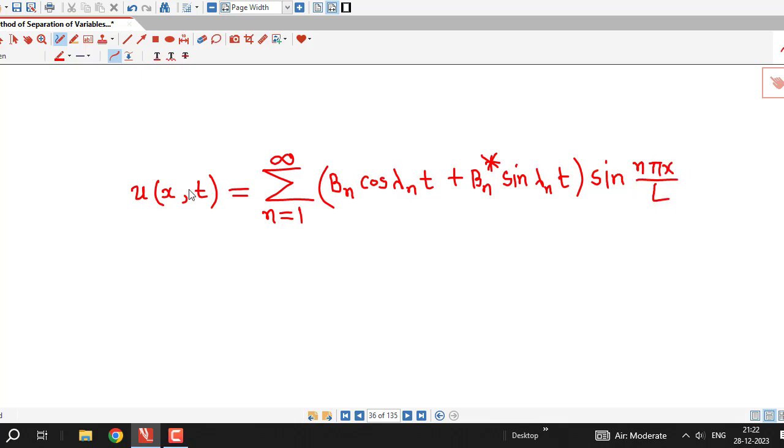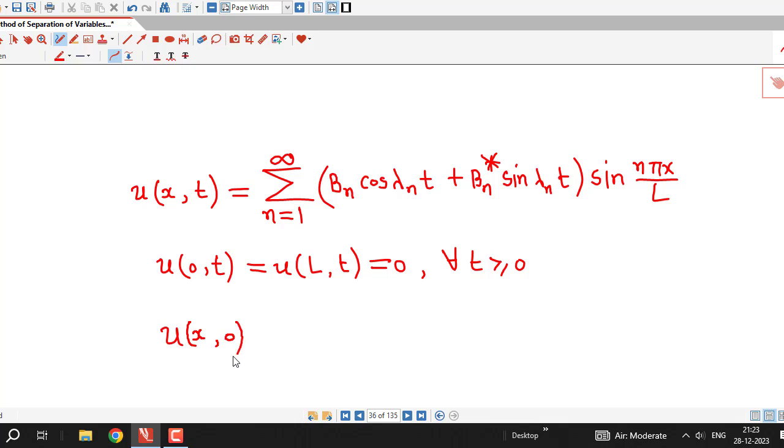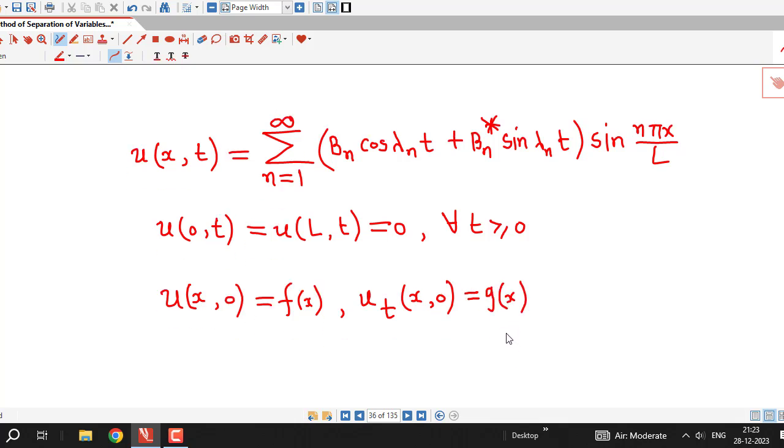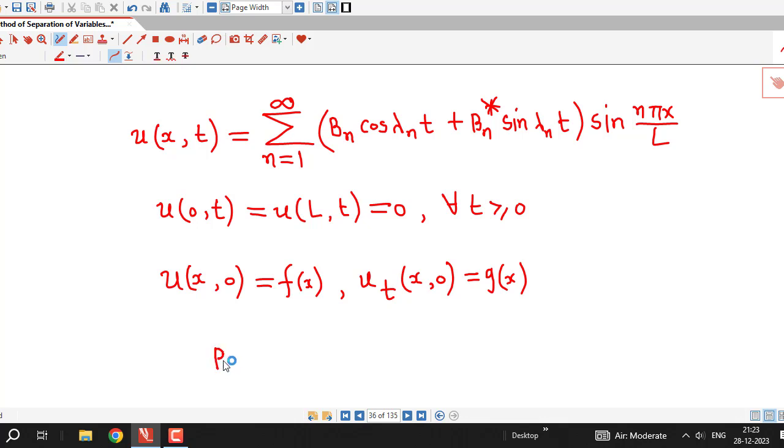by L, where L is the length of the vibrating string, and this solution is satisfying the boundary conditions u(0,t) equal to u(L,t) equal to 0 for all values of time t, and also initial conditions u(x,0) equal to f(x) and del u by del t at (x,0) is g(x), and this Bn and Bn star are obtained by the formulas. Bn is obtained using this initial deflection f(x).